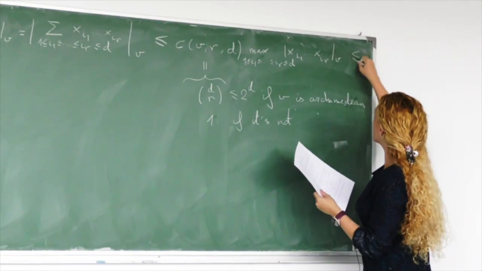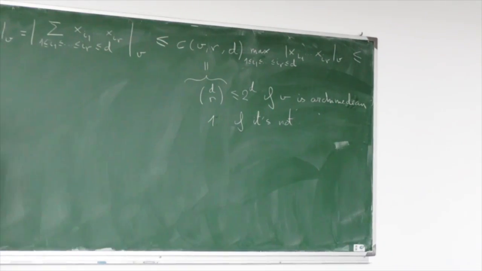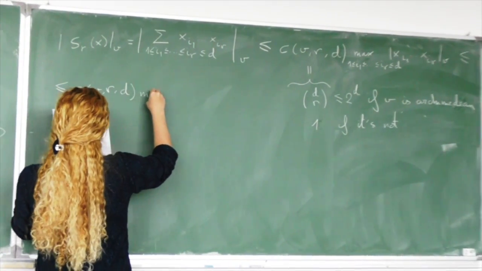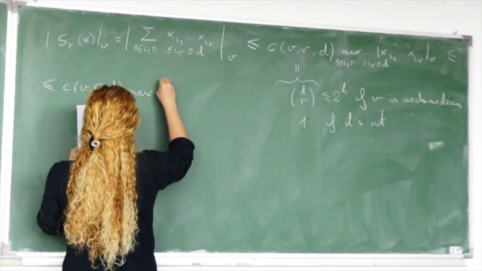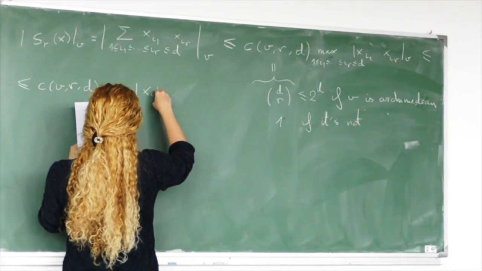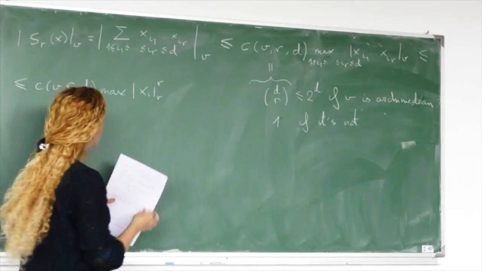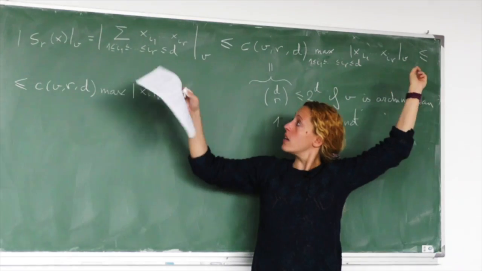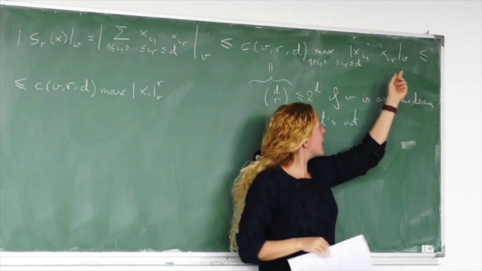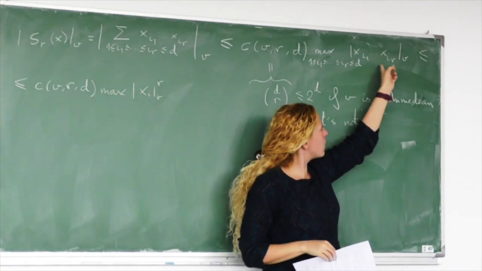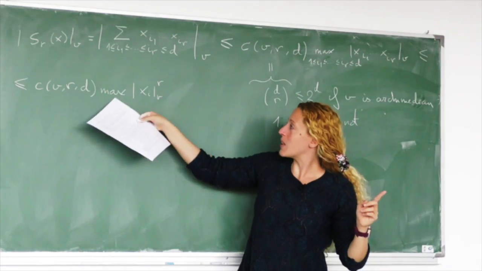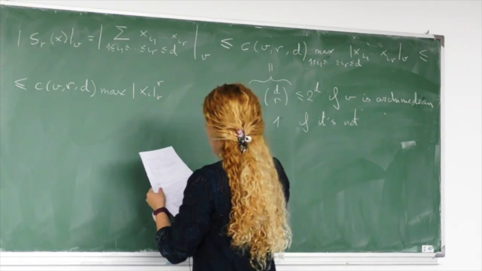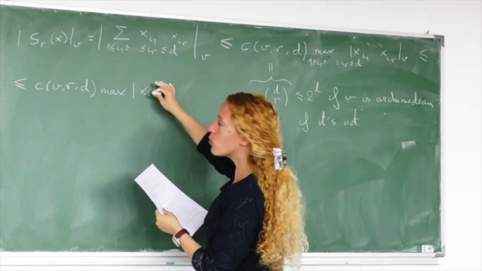Okay, and now I can keep going, and this thing is smaller or equal than C_v(r) times, this time, the maximum of the x_i to the r, because I always have the same number of terms, r, that is the r that I have here, and each of these x_i is smaller or equal than the maximum of this one. So I can rewrite it like this. Okay, and now we leave it like this for a moment. We are going to use it later.